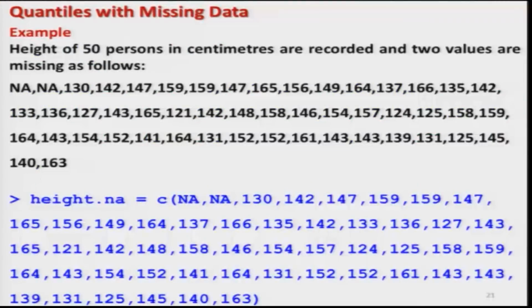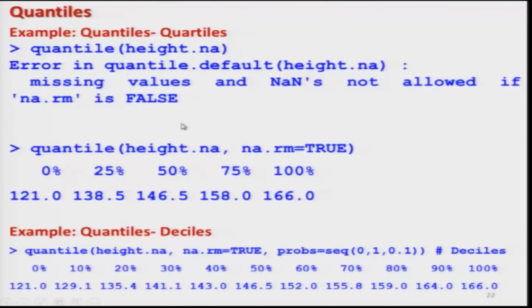Now, I will continue with the same example, and I will show you how we are going to compute the quantile in case the data is missing. So, I have replaced the first two data values by NA, and I have stored this data into height.NA as we have done earlier. And now, I will compute the same thing for this height.NA. You can see here, as soon as I give only the quantile function without any specification of na.rm, this will give me an error. Right.